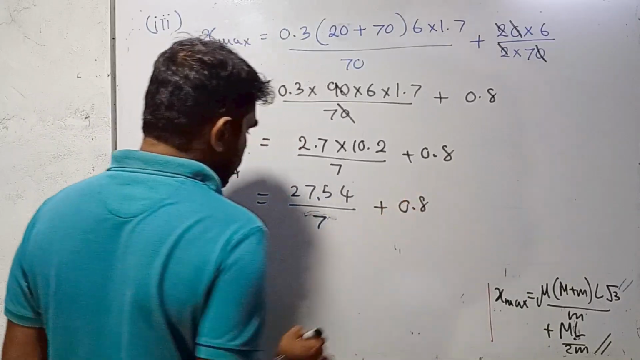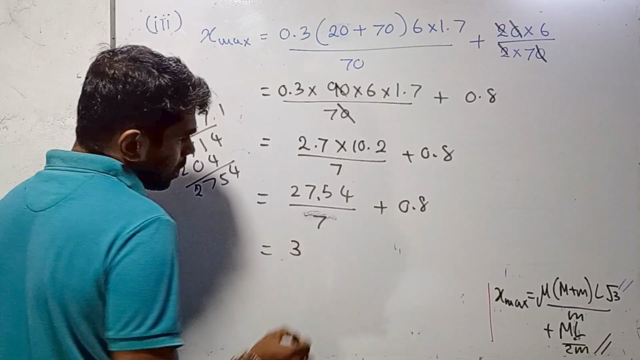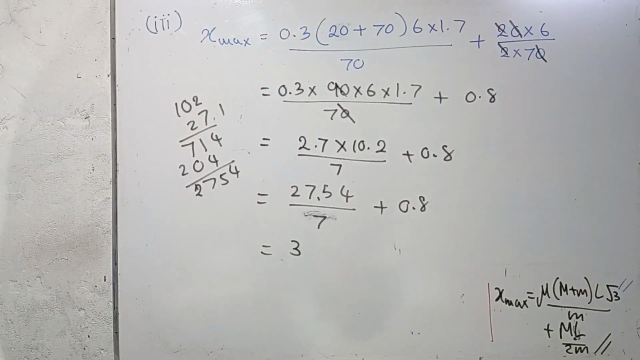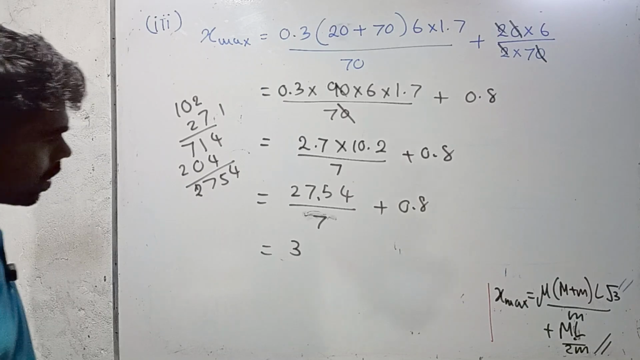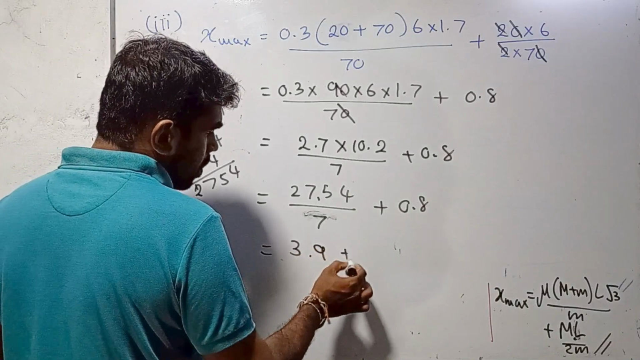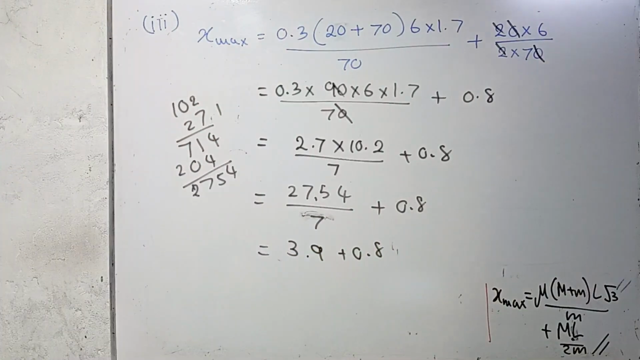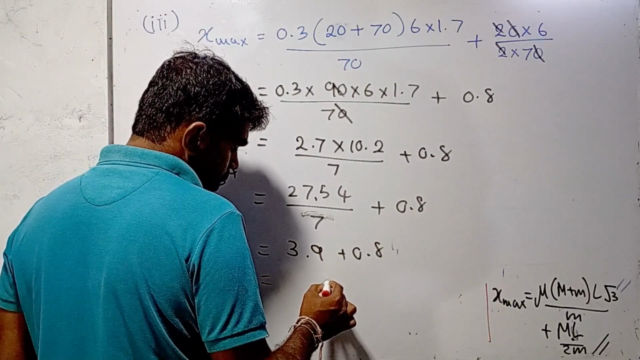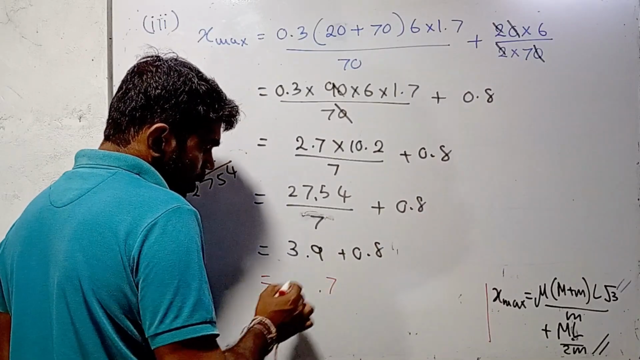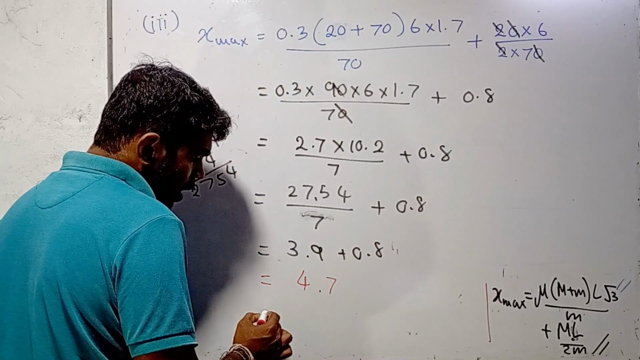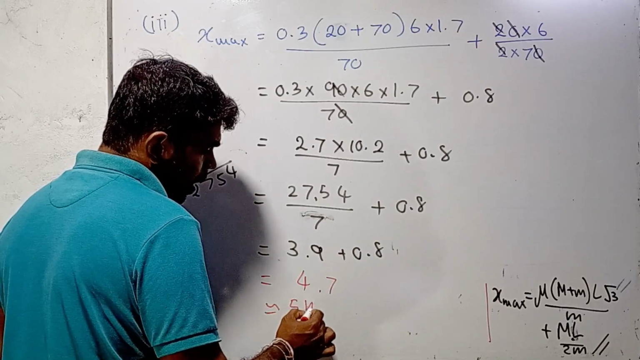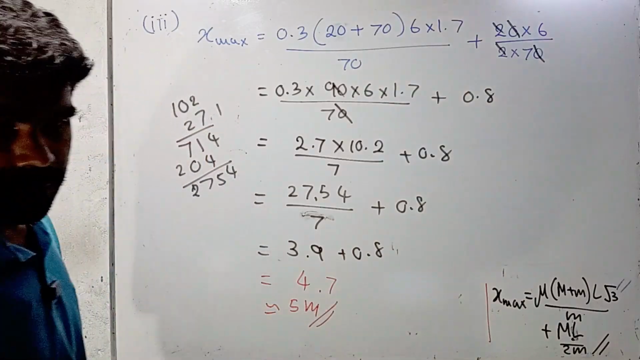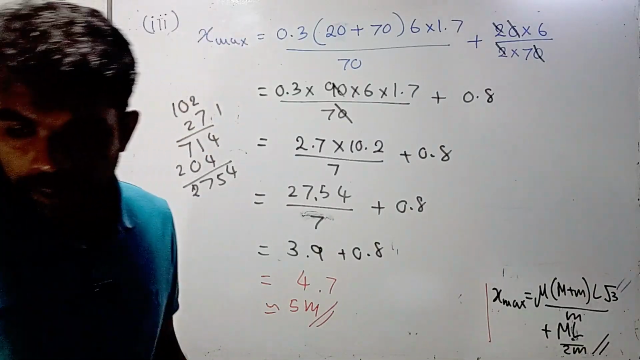plus 0.8. 27 divided by 7, 3. 6 remaining. 65 divided by 7, 9 plus 0.8. Then we can add it. 9 plus 8, 17, 1 remaining, 4.7. To the nearest integer we can get it 5 meters. Part 4.